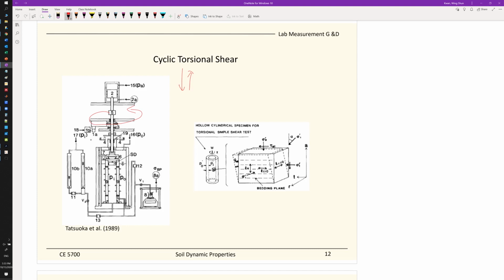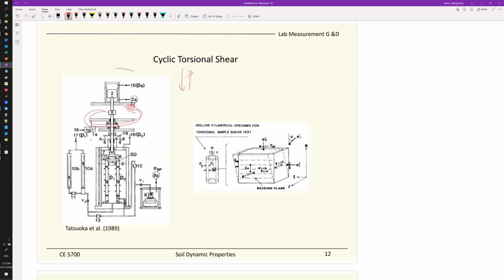Resonant column, yes, we have it, but torsional shear is a popular test in Japan. So oftentimes the way I look at it is a Japanese test, but the concept is similar in a way that you provide excitations, a cyclic loading, in torsional type of loading.